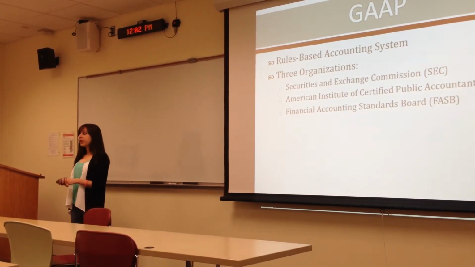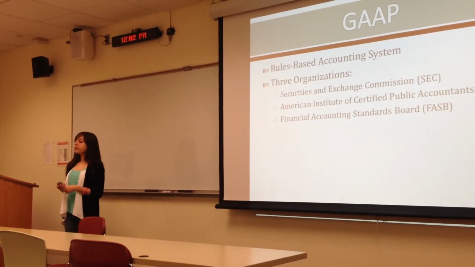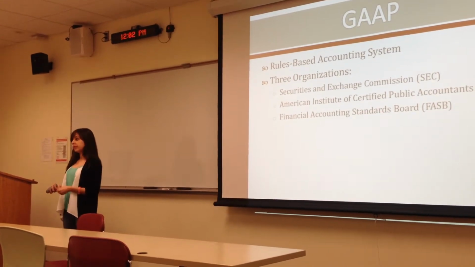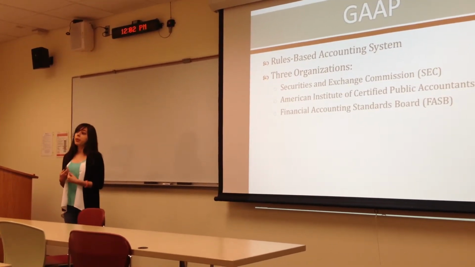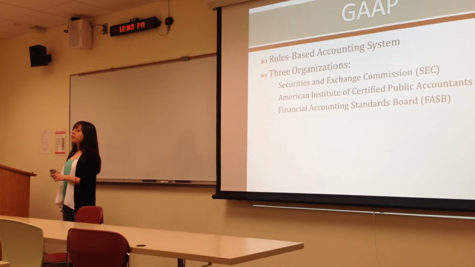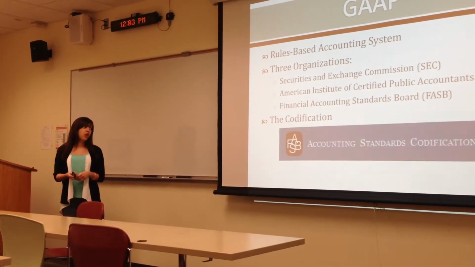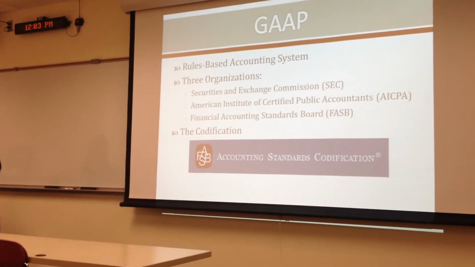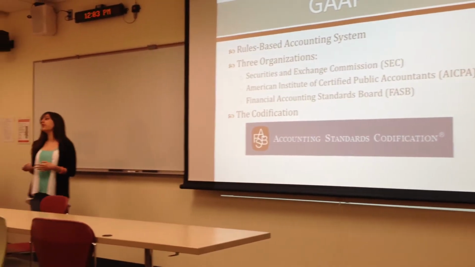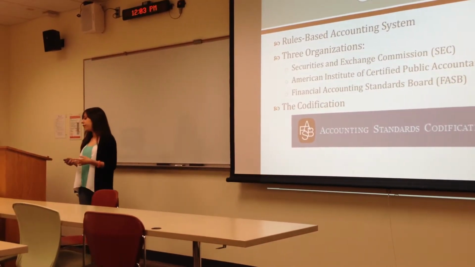But it's the private sector, and most specifically FASB, that has actually been creating the rules for the past 60 years. GAAP is currently comprised of over 2,000 documents, but the FASB created what is known as the codification, which has combined all of those documents and simplified it into one place so that it's easier for accountants to access and find.